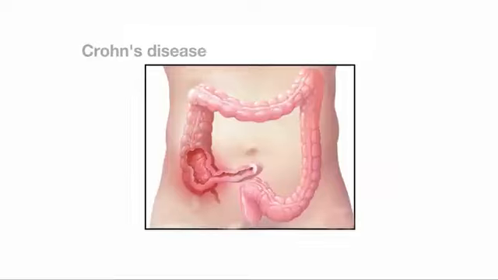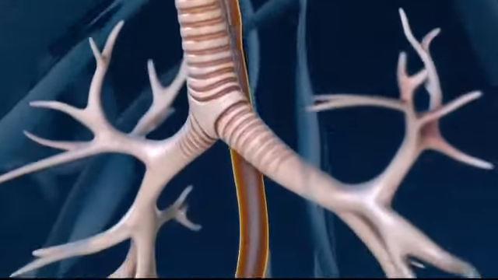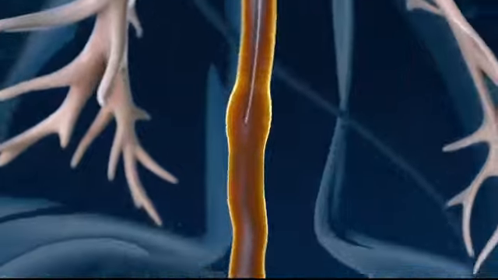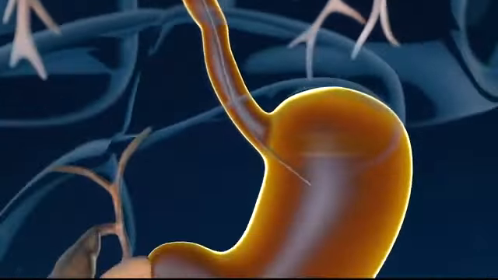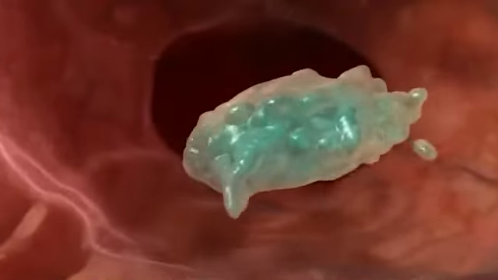Now Crohn's disease. Crohn's disease can affect any part of the digestive tract between the mouth and the anus. However, it most commonly develops in the final section of the small intestine and colon.